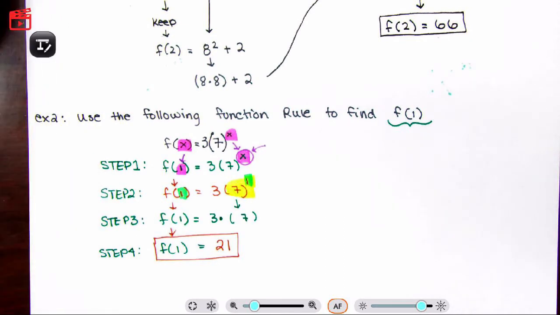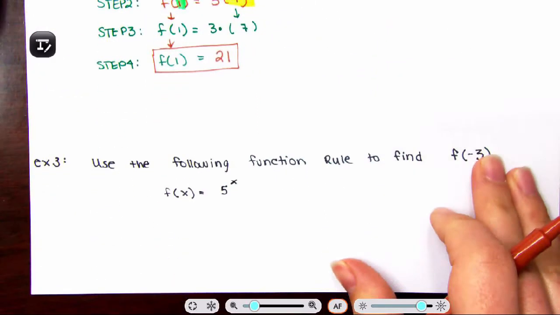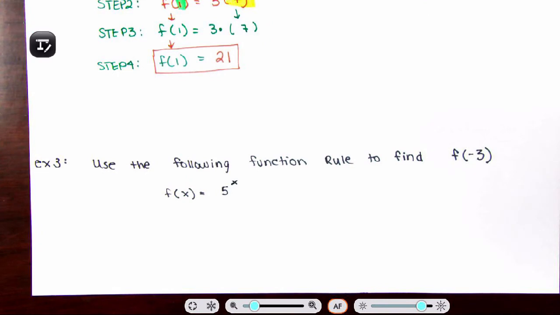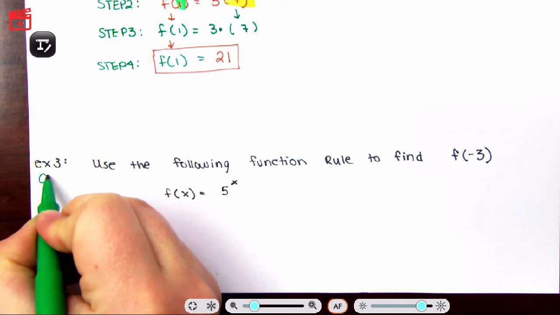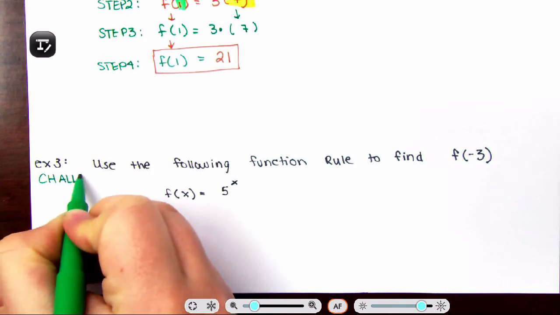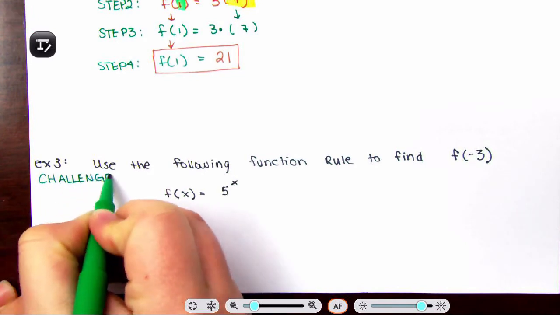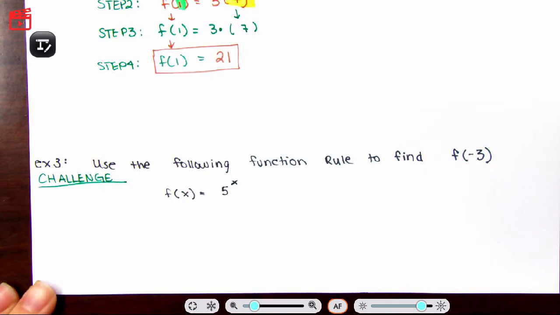All right, let's try this one more time. Use the following function rule to find f of -3. Now, this one's a challenge. And it's a challenge because you do have a negative as an x value. Negatives are a little bit more challenging because they represent something different.